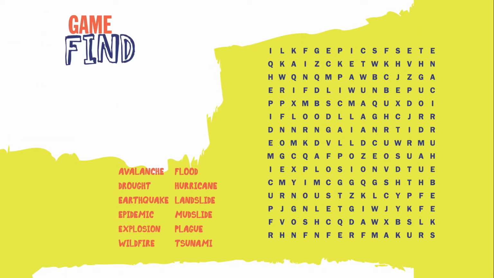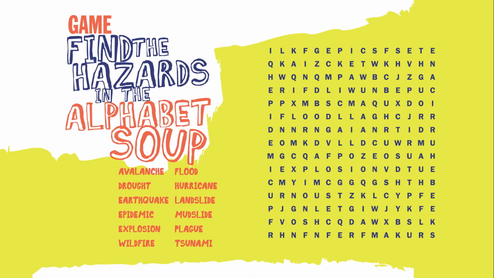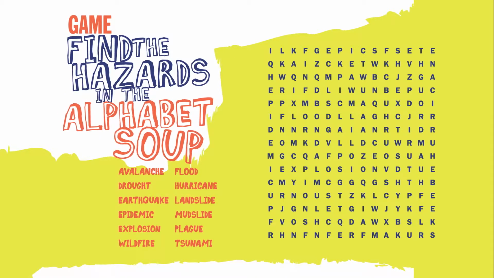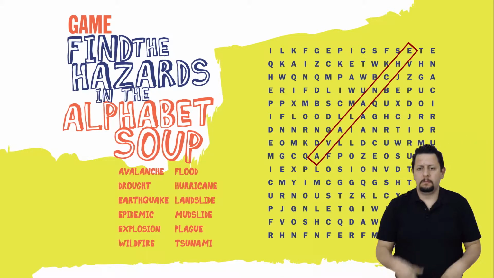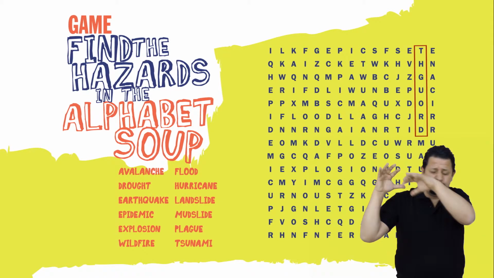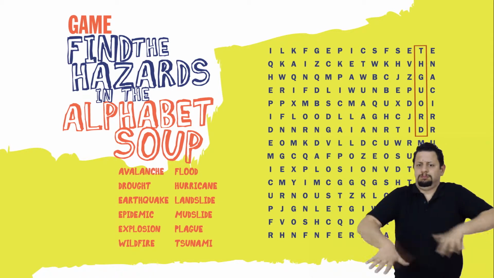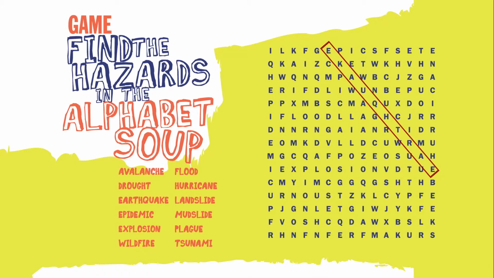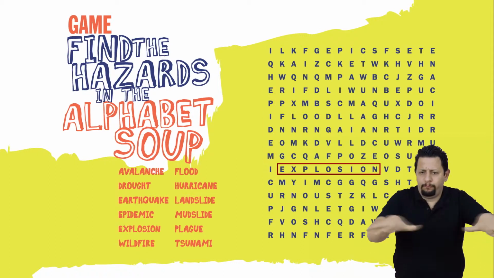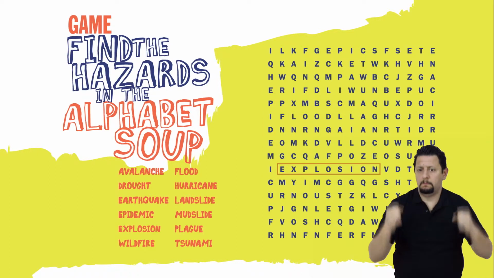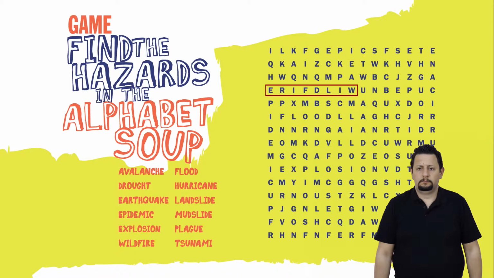Game. Find the hazards in the alphabet soup. In the palindrome puzzle, 15-letter rows of 225 letters are stacked. Avalanche. Hidden words are circled in red. Drought. Earthquake. Epidemic. Explosion. Wildfire.